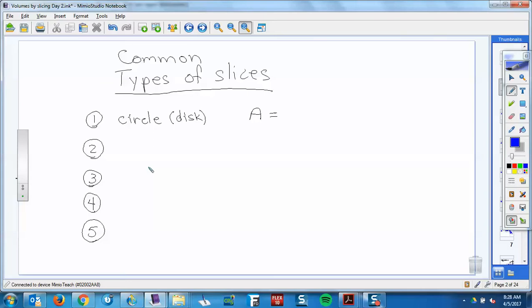Well, the one we've done so far is a circle, sometimes called a disc, and the area of that is pi r squared. Usually that looks like something like this. Circular type slices. Or they could be horizontal. That's not a very good picture, but whatever. So we could have circular type slices. And we're going to add to this list today.